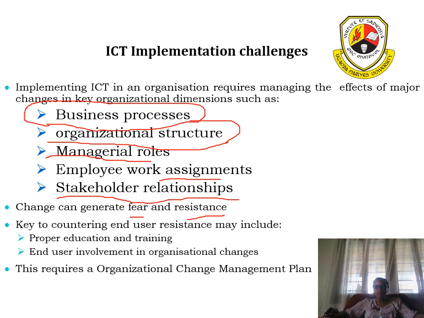The change may require some proper training and education. People may be retrained. There may be retraining that is required, especially if you're bringing in a new system. We may also require some end users, the people who use systems, to be involved in the change. So we want them to participate in the change. That is one of the things that we do to counteract resistance.